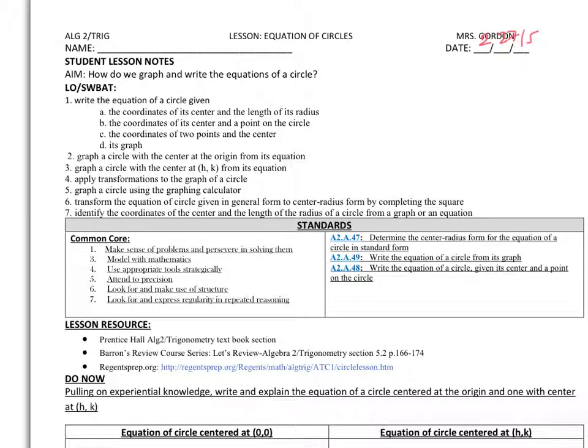We'll be looking at writing the equation of a circle, writing the coordinates of its center and the length of its radius, the coordinates of the center and the point of the circle. We're going to be able to look at the graph and look at what the equation is, which is origin. We should be able to apply transformation to the graph, and we're going to transform our equation from general form to center radius by completing the square and vice versa.